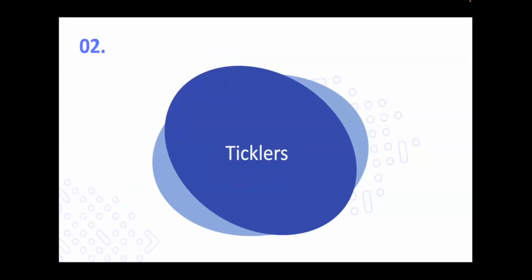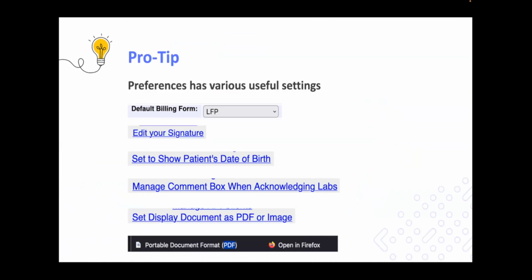So, some pro tips. Preferences has various useful settings, and some of them we'll cover. One is default billing form. This actually allows you to set your own billing form.